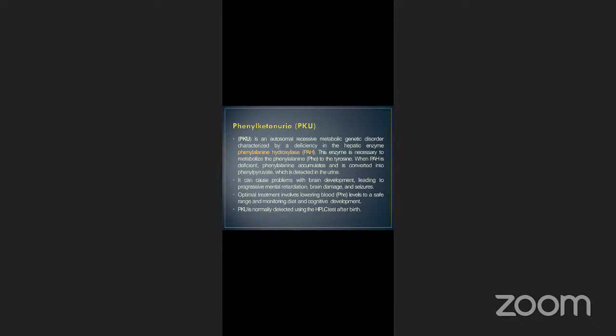And here the treatment is we can reduce the levels of this phenyl pyruvate in the blood. Only that we can do, through diet and cognitive development. So it is usually detected by HPLC after birth. So it is very important.